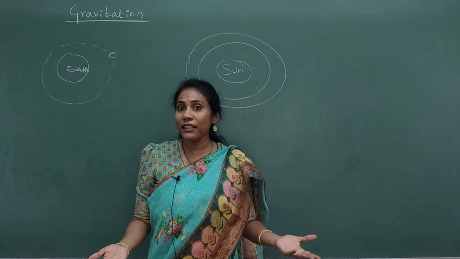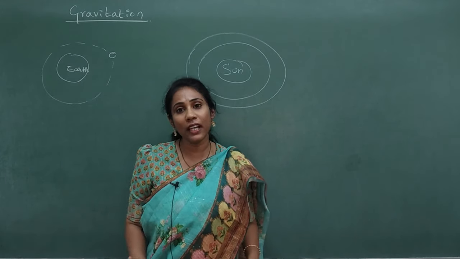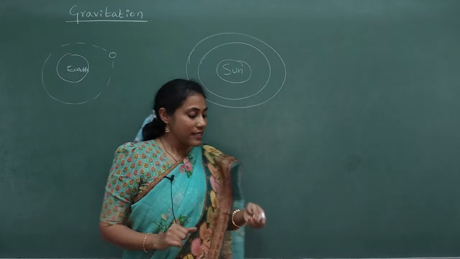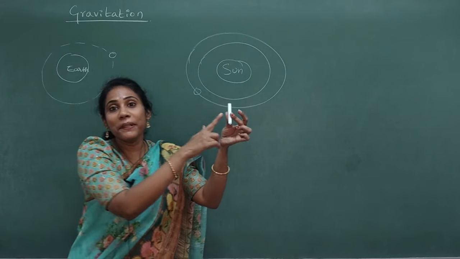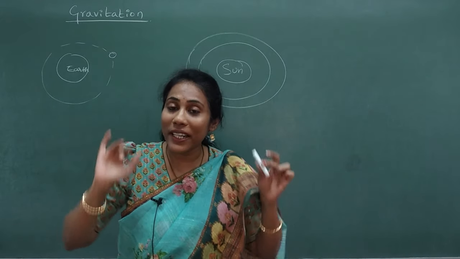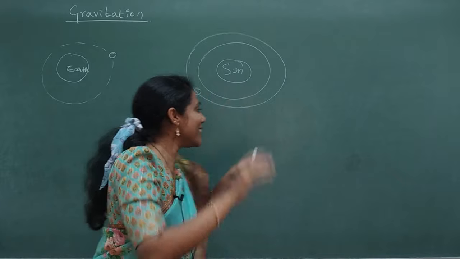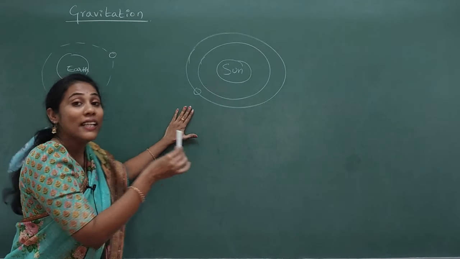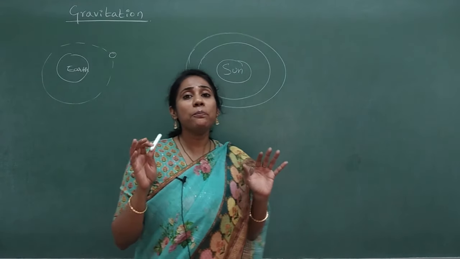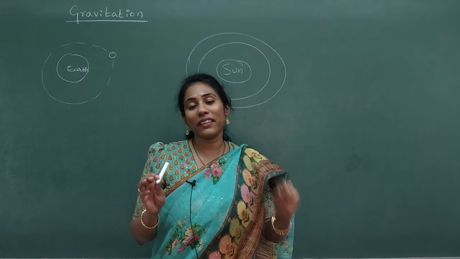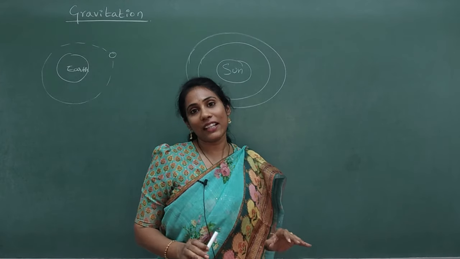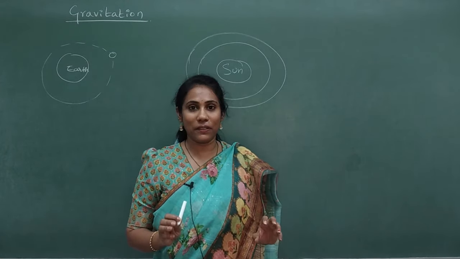Suppose if I throw this chalk piece, definitely it will fall down. So how does that happen? Believe it or not, there is an attraction between the chalk piece and me. And there is an attraction between you and me also. There is an attraction between this chalk piece and the board. There is an attraction between me and this board. So every object in the universe attracts each other. But there is a condition for this attraction, right?